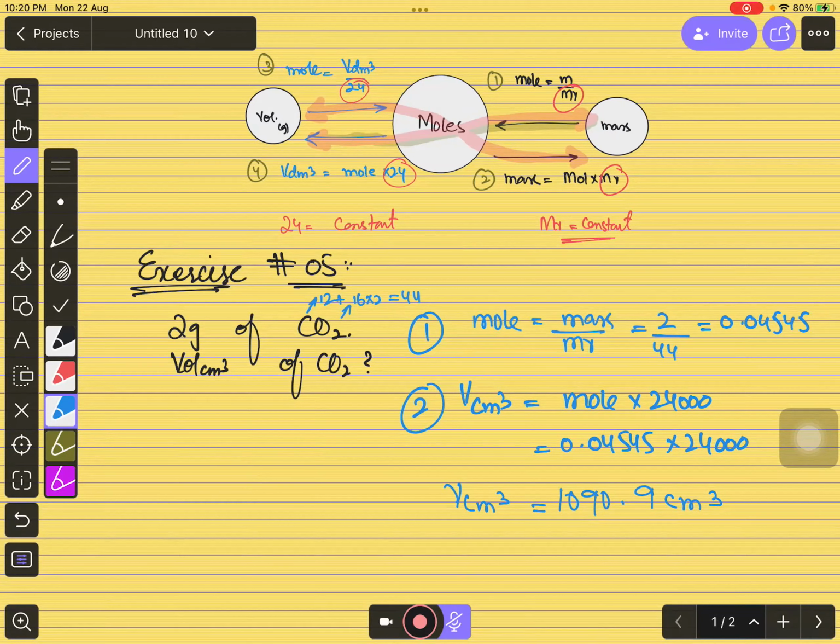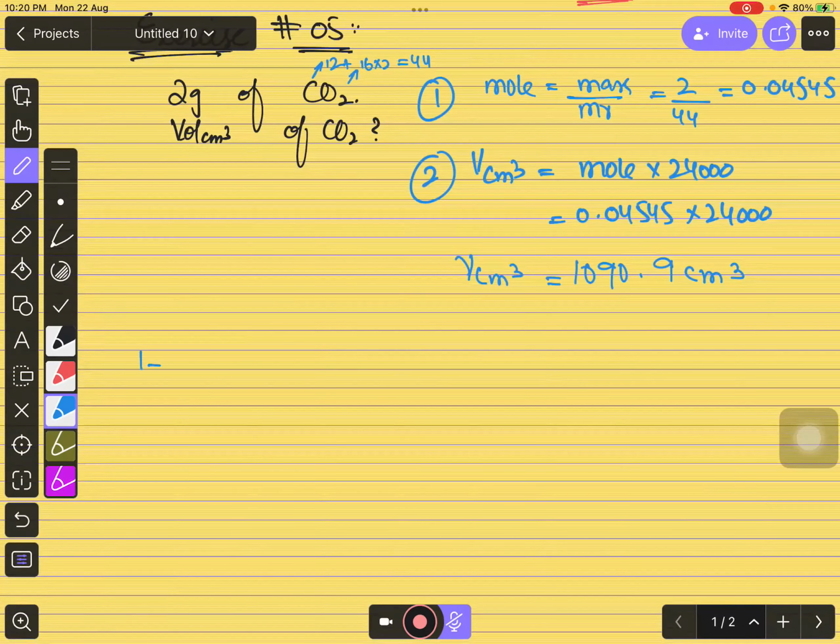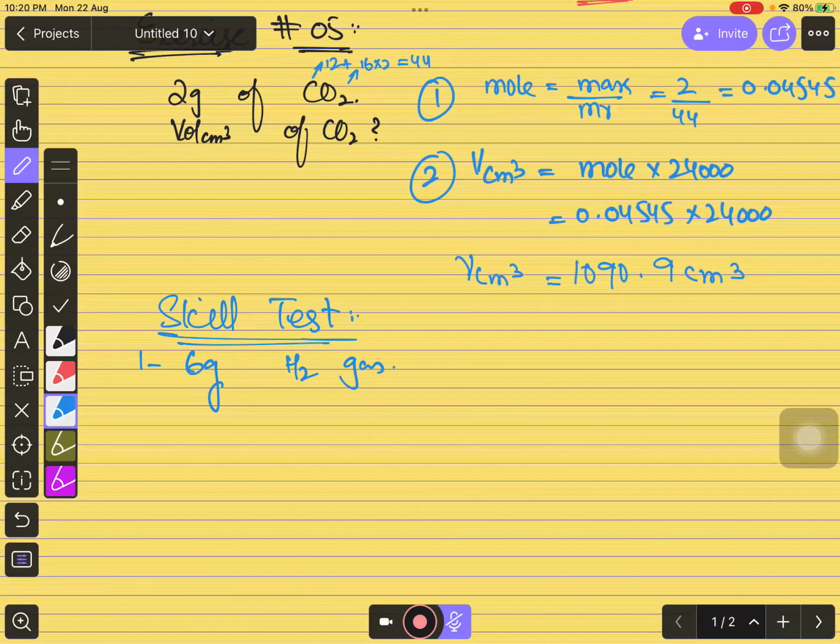OK, I don't have questions for this right now, but I can make them myself. So let's talk about three examples. Example number one, there's a skill test for you. Skill test means I am checking whether you can do this thing or not. If I have 6 gram hydrogen gas, can you find out the volume in centimeter cube or in decimeter cube? Find it in decimeter cube.